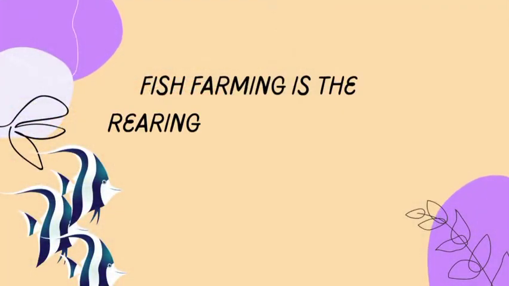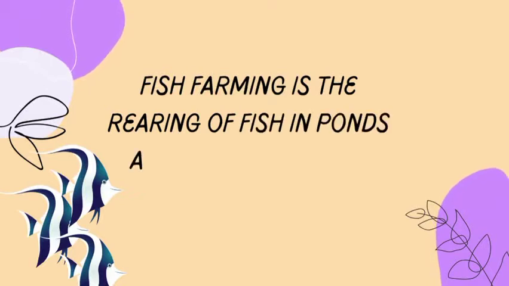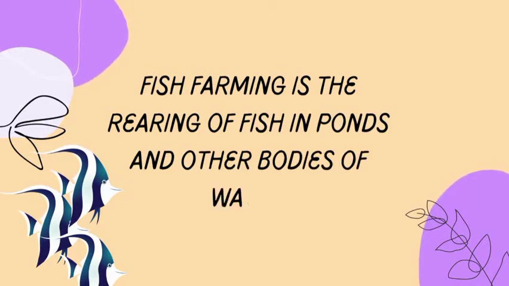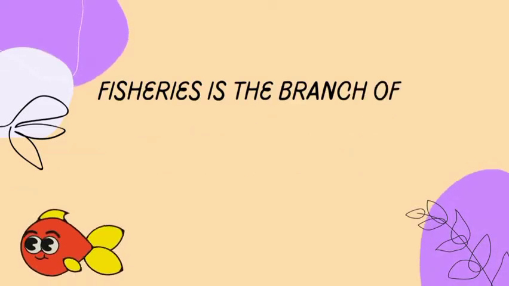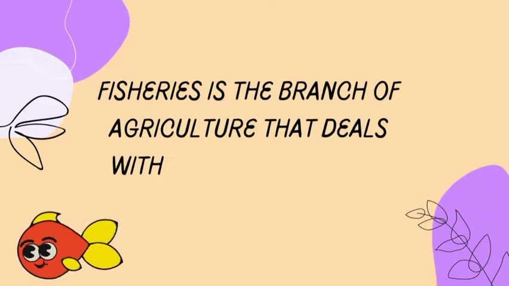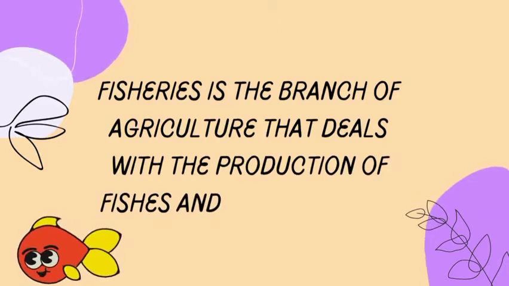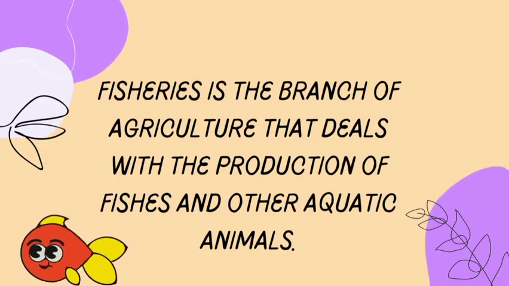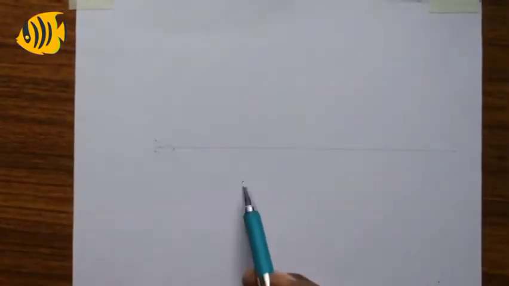The act of rearing fishes in ponds and other bodies of water, particularly for food by man, is known as fish farming. While fisheries is a branch of agriculture that deals with the production of fishes and other aquatic animals, such as carp, oysters, etc.